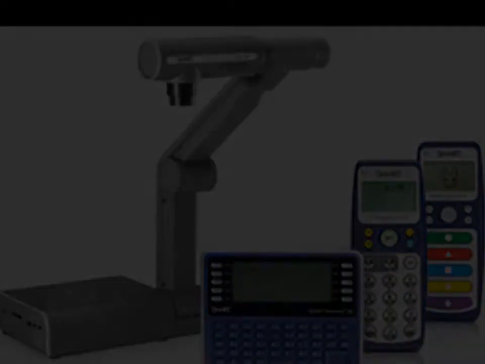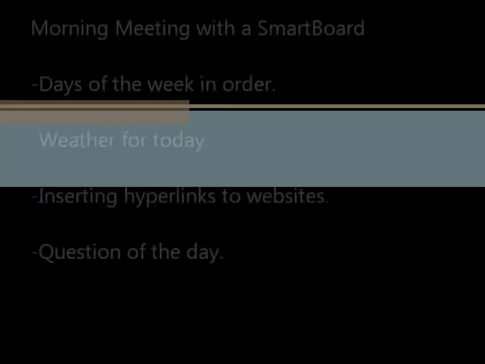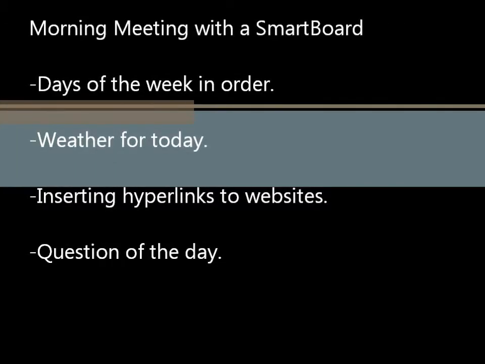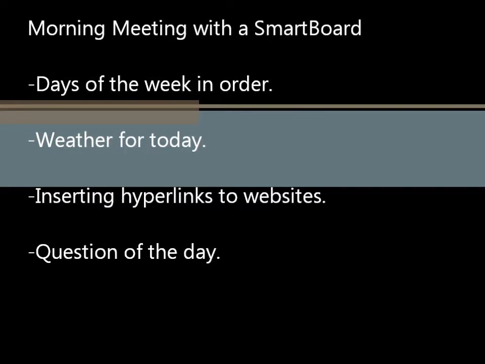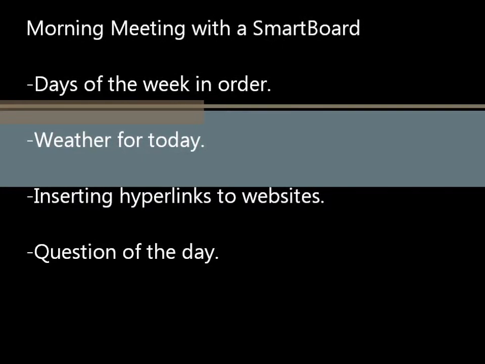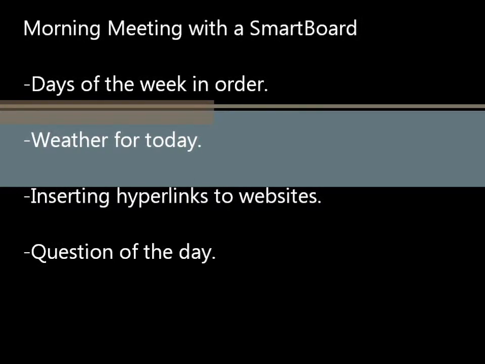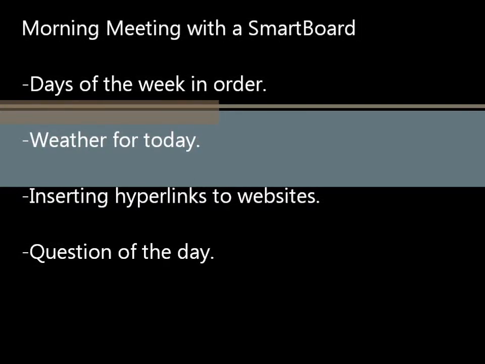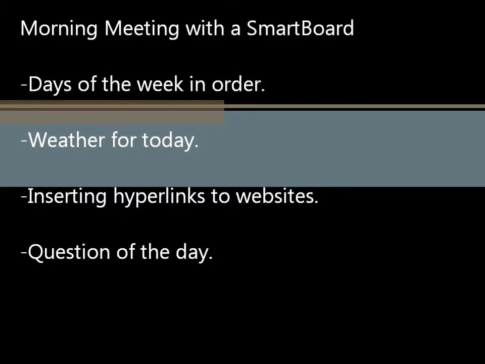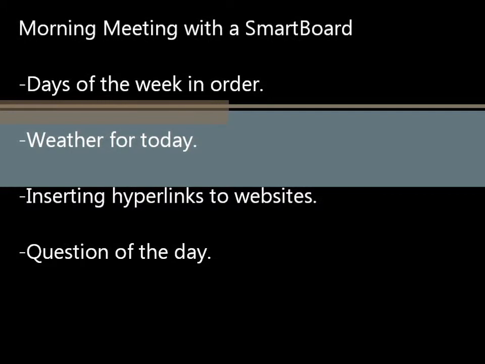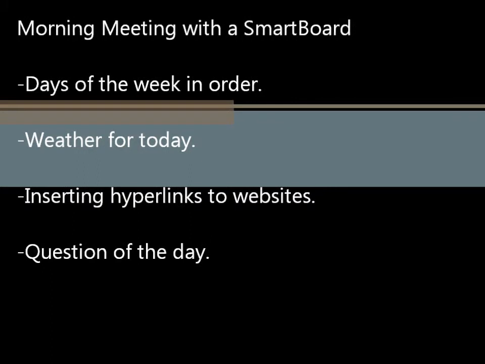Teachers can also teach morning meeting using a smartboard. Examples are having students come up to the board and putting the days of the week in order, telling the class what the weather for that day is, inserting a hyperlink to the Pledge of Allegiance, and asking a class question of the day, which can be tallied right on the board. What can be done is limitless.